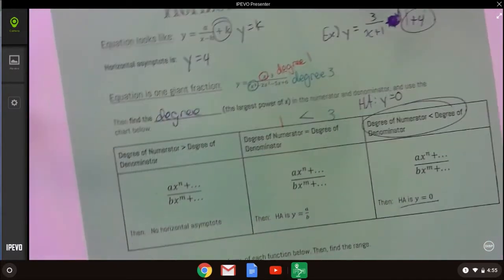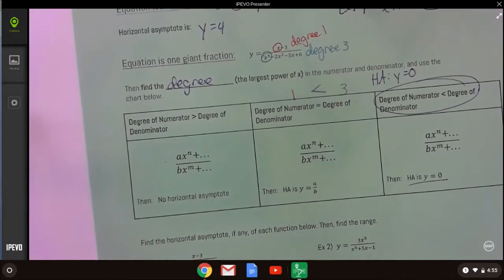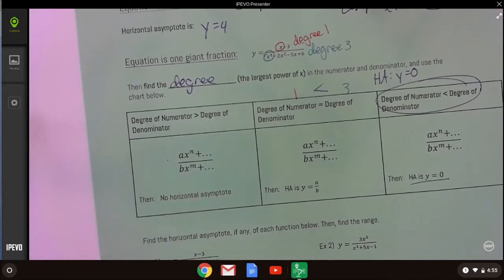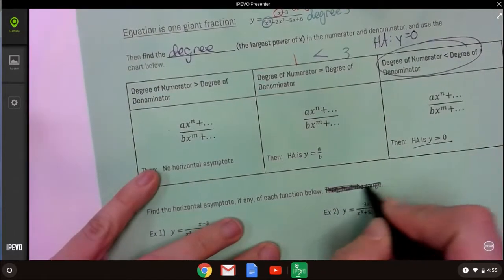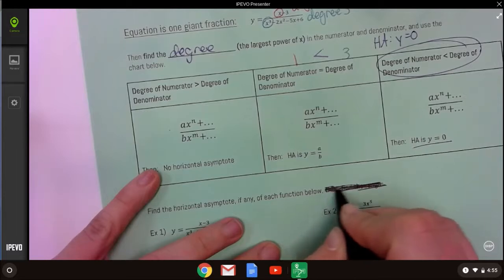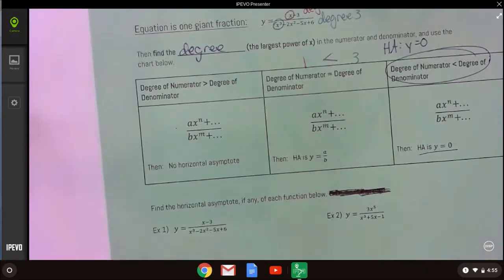Let's try another one. Find the horizontal asymptote if any of each function below, and I want you to cross out, then find the range. Sometimes it's a little bit more complicated than that, depending on the function, so we're just going to talk about it in class. Just cross that out. We're not doing that in the video.